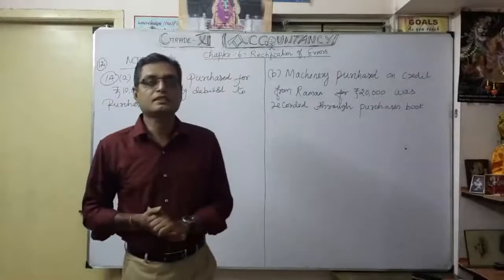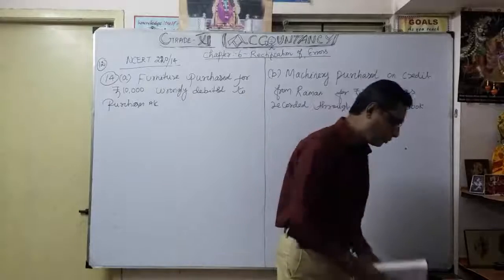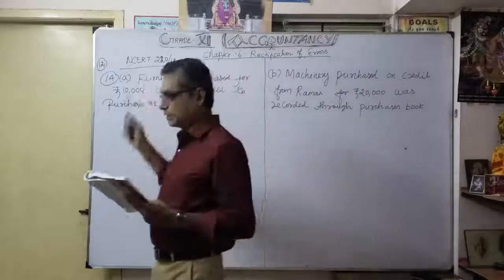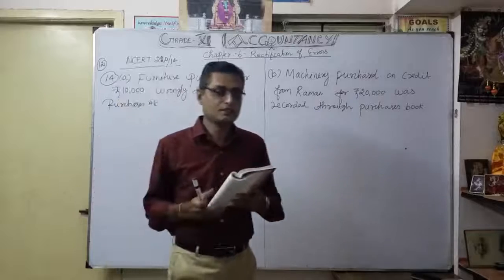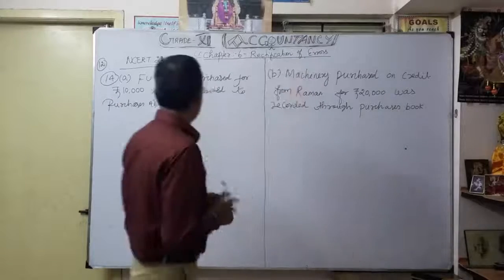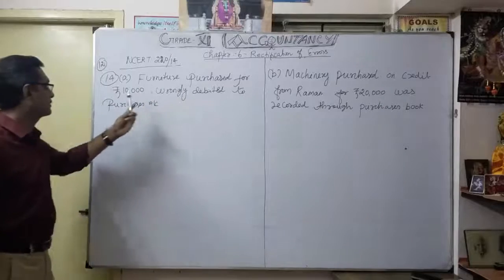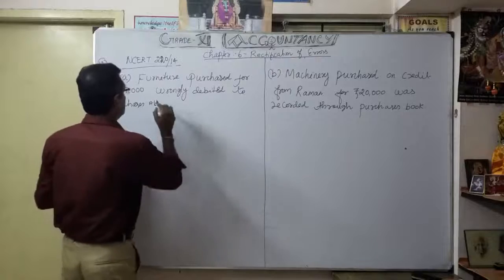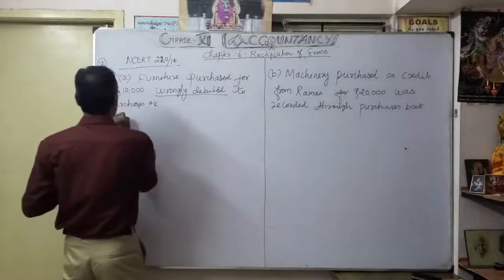Okay, now let's see the next exercise. I will take the NCERT book, page number 220, exercise number 14. Just to see, rectify the following errors. So what have they given? Here, furniture purchased for 10,000 wrongly debited to purchase account.